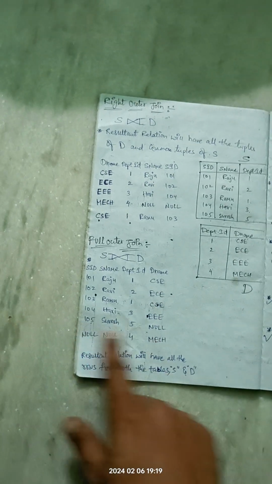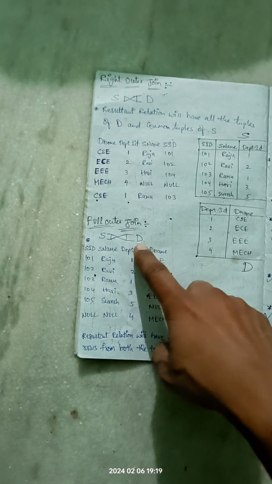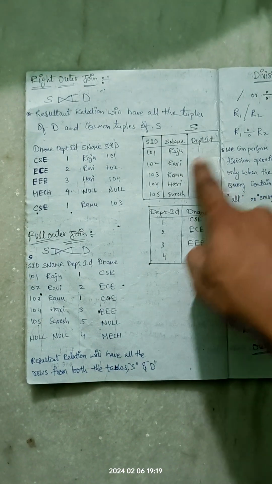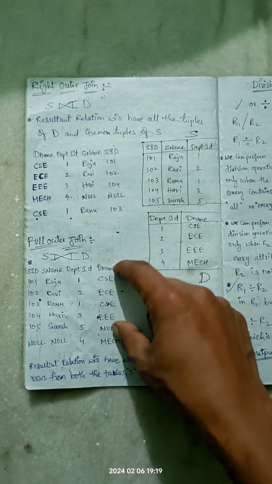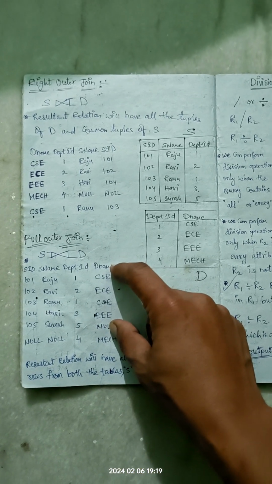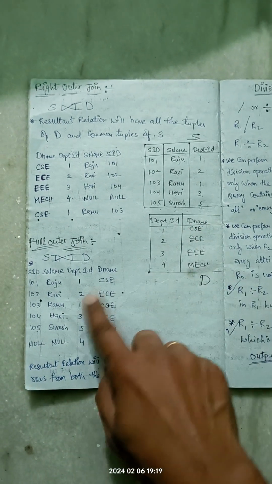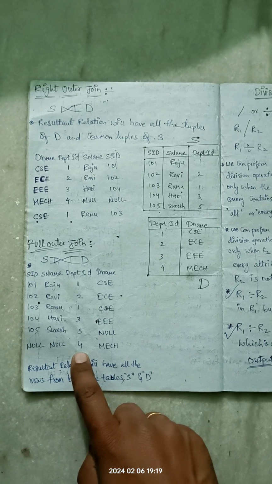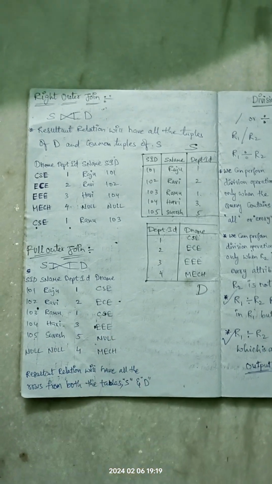I said forget about the last line. Now we'll see how we got the last line. See, 1, 2, 1, 3, 5, we have written this table as it is. After writing this table as it is here, we have taken these values from this table. For 1 we have CSE, for 2 this, for 3 this, so we have taken like this. The last line we got is null, 4, mechanical.